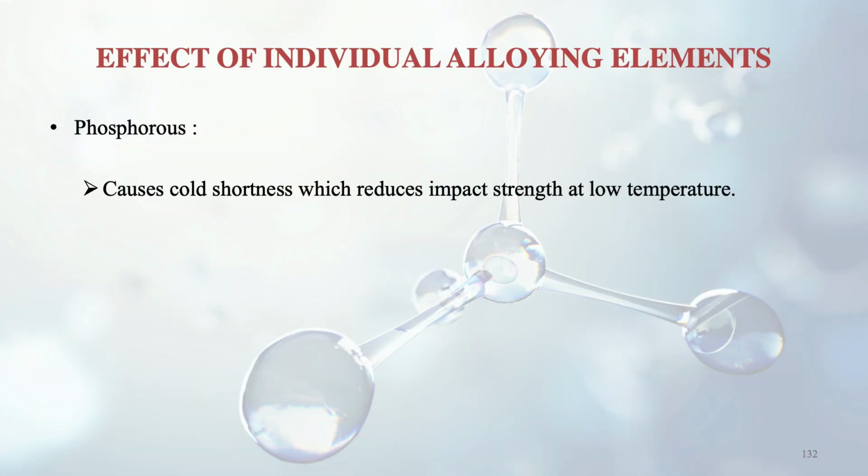Mostly, only one thing we saw, that for cutting purpose it can be there. Otherwise, we have to keep it to a very low level. Then phosphorus, and this one also causes some harmful effects like the cold shortness.